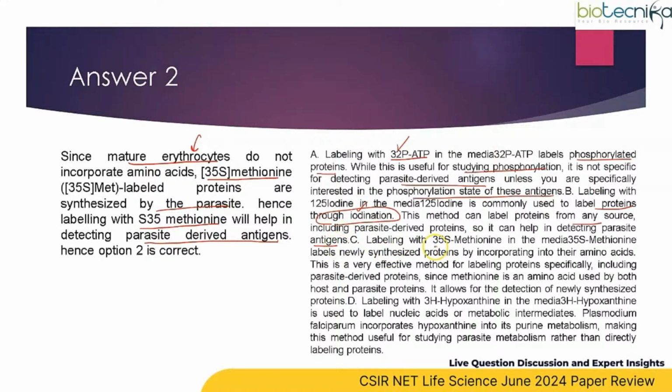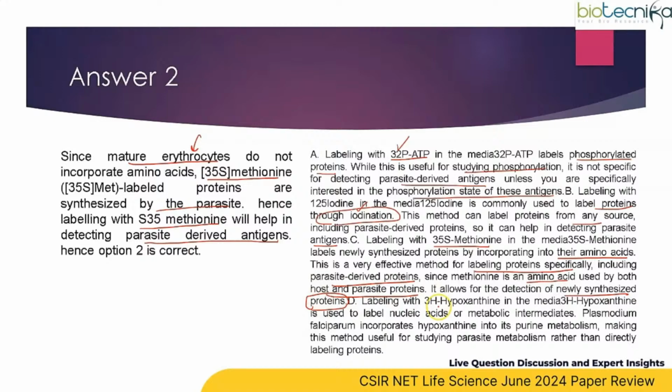C, labeling with S35 methionine in the medium. So S35 methionine labels newly synthesized proteins by incorporating into their amino acids. This is a very effective method for labeling proteins specifically, including parasite-derived proteins, since methionine is an amino acid used by both host and parasite proteins. So it allows for detection of newly synthesized proteins. That is how the parasite can be easily identified.